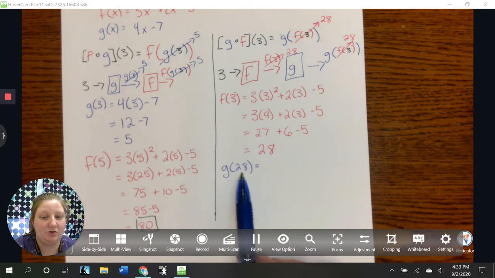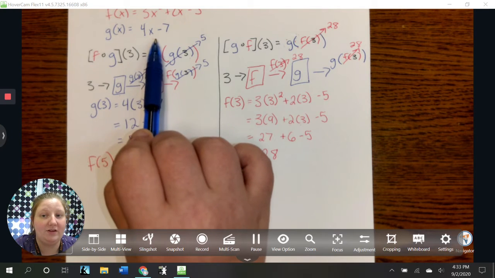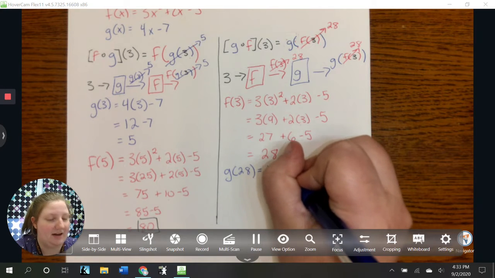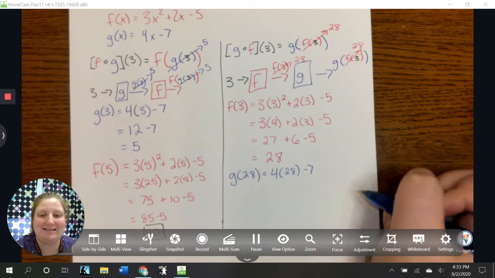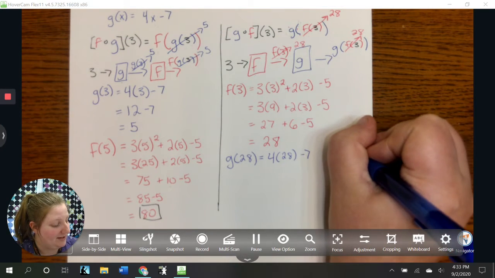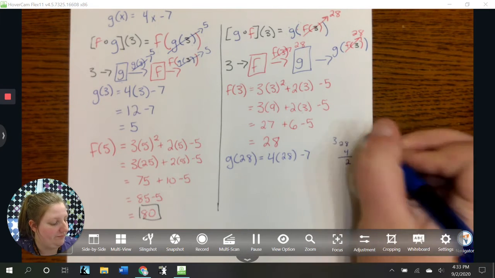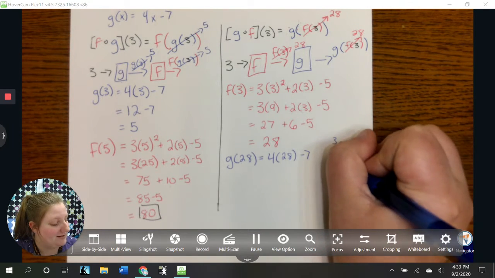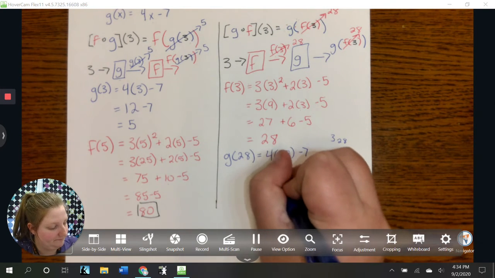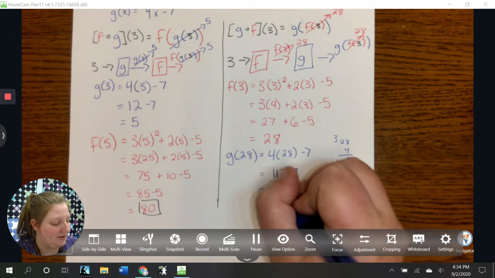So we're going to take 28 and plug it into our function g that we had up here at the beginning. So we're going to replace x with 28. So we're going to do 4 times 28 minus 7. I'm going to do some scratch work over the side for 4 times 28. 8 times 4 is 32. 4 times 2 is 8, plus 3 is 11. So 4 times 28 is 112, minus 7, and 112 minus 7 is 105.